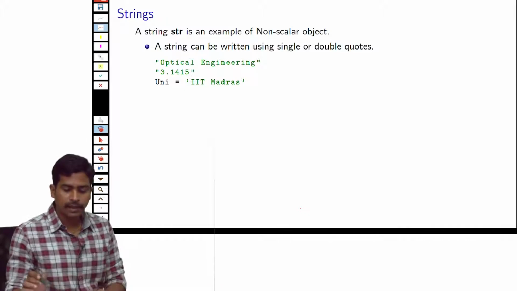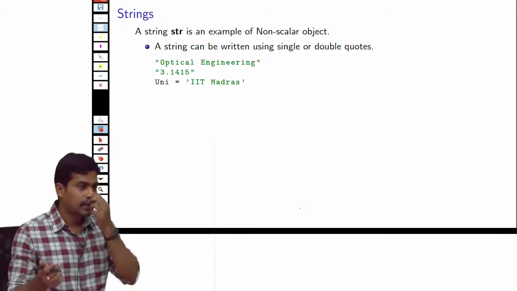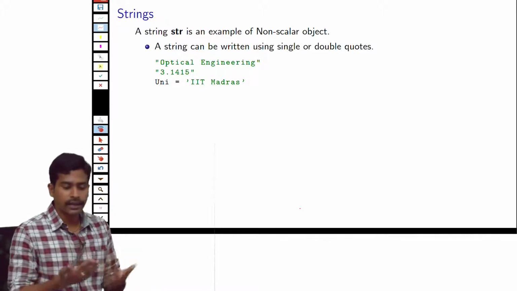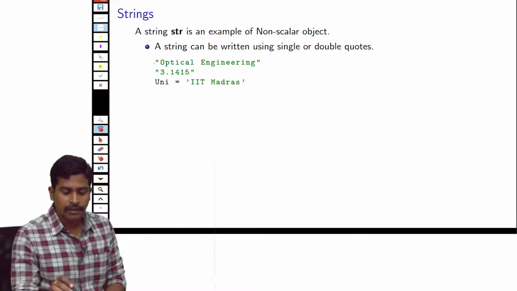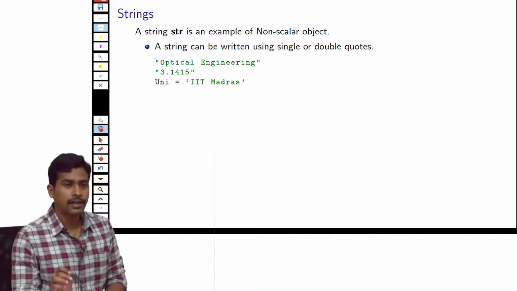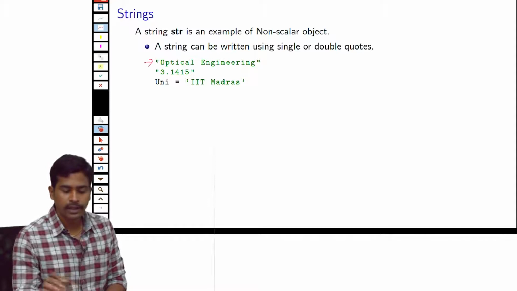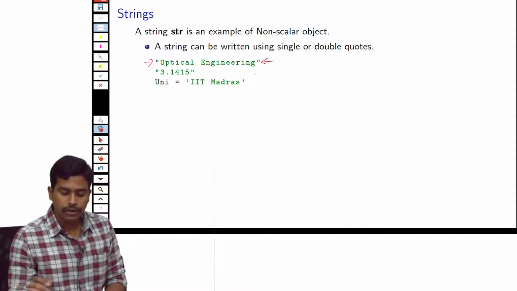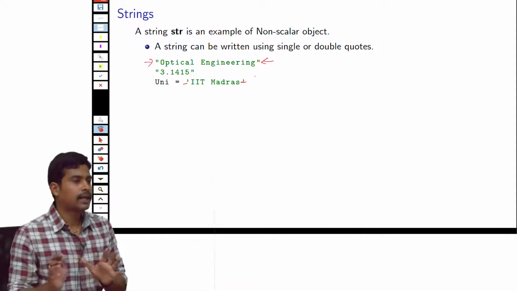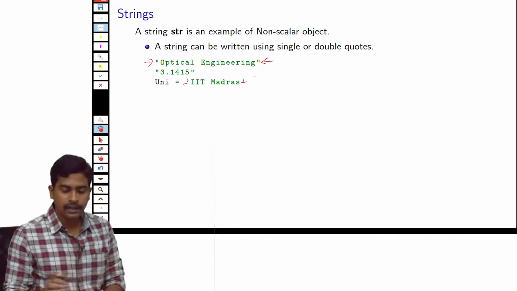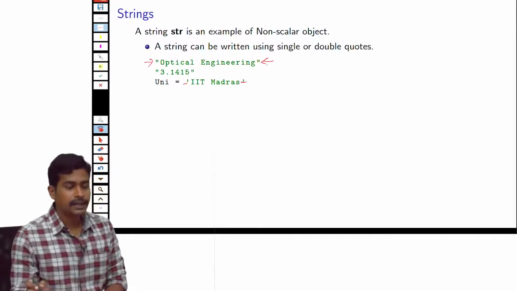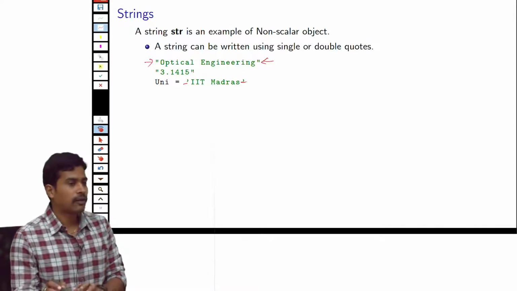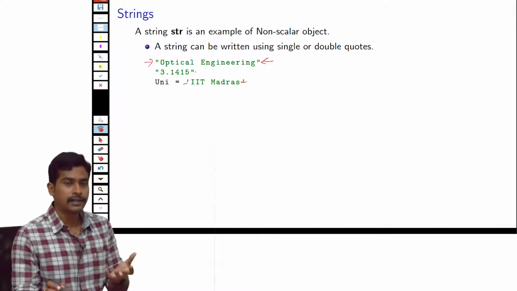So string is nothing but a sentence or group of characters that we write in Python. For example, in Python, the string always should be enclosed in double quotes, or you can also use single quotes. So both are treated as strings, there is no difference. For example, here optical engineering is a string, and you can also declare numbers as strings. For example, here 3.1415 is enclosed in quotes, which means this is a string and not a float value.